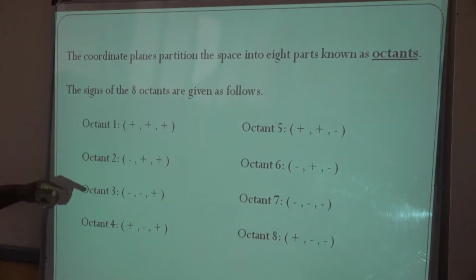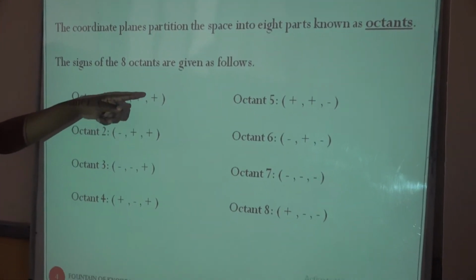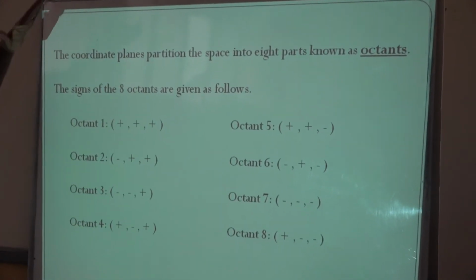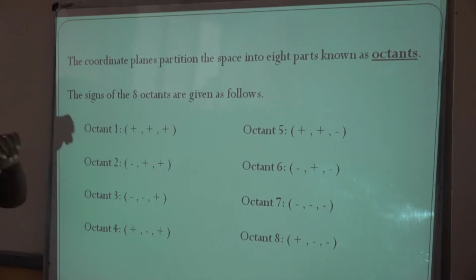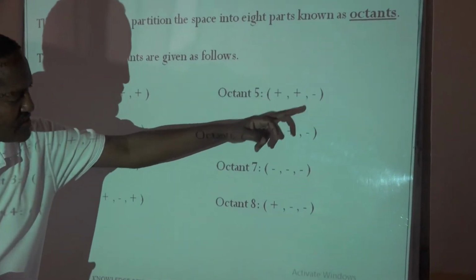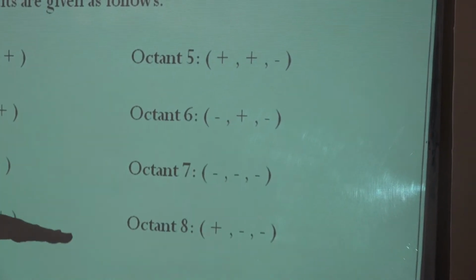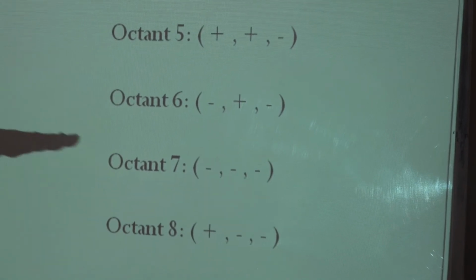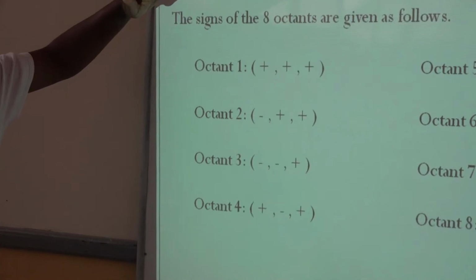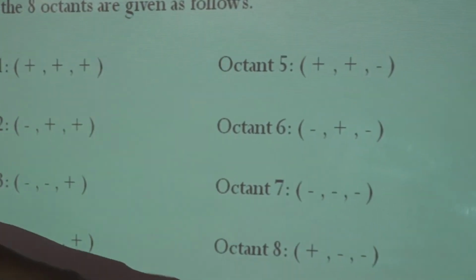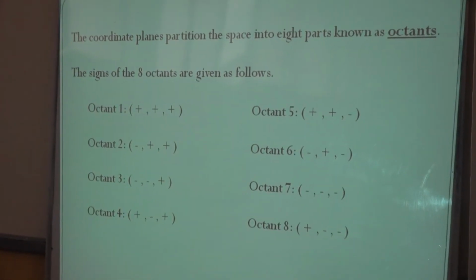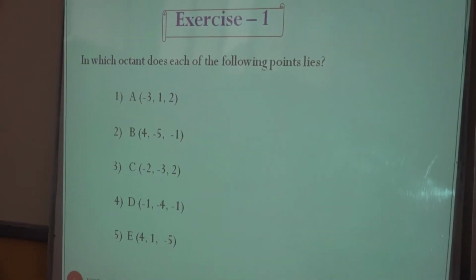From octant 1 up to octant 4, the z values are positive. That means they all lie above the xy plane. When you come to octant 5 up to octant 8, their z values are negative. That means these 4 octants lie below the xy coordinate plane. So we have 4 above and 4 below the xy plane, and a total of 8 octants.